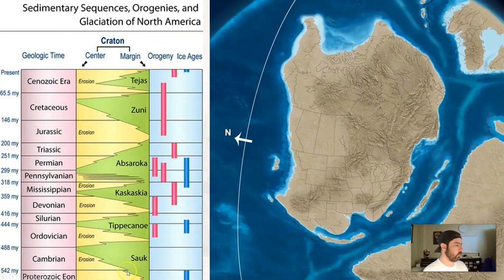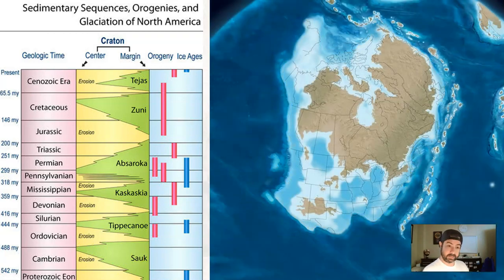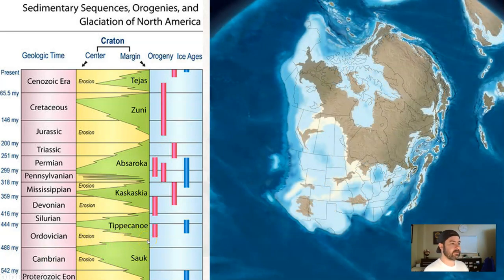Now let's fast forward to the middle of the Sauk transgressive event. You can see, all right? So that was about 500 million years ago. Fast forward to the end of that event.